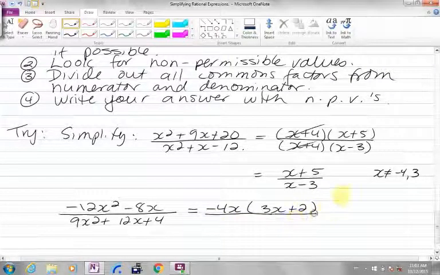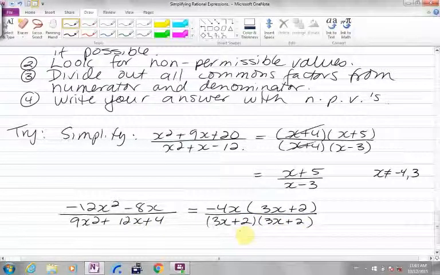Now, what kind of trinomial do we have in the denominator? Hopefully we're starting to recognize these now. First and last numbers are perfect squares, so it's a perfect square trinomial, which means that both factors are the same. And to do that, we take the square root of the first term, we take the sign of the middle term, we take the square root of the last term, and then we double check. 3x times 2 is 6x, doubled is 12x, so we know that we factored it correctly. All right, non-permissible values. What's our non-permissible value in this case?